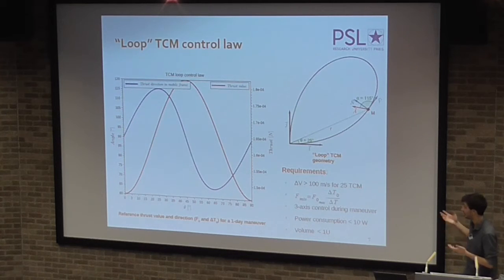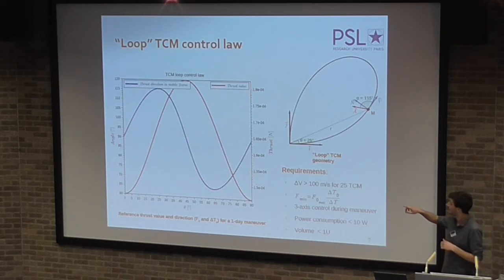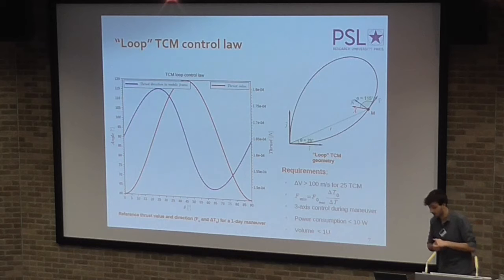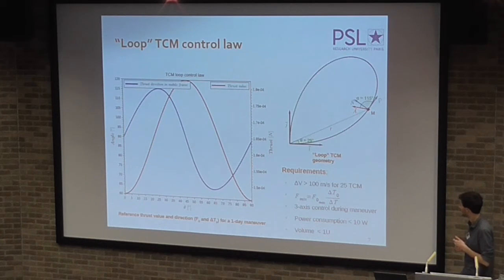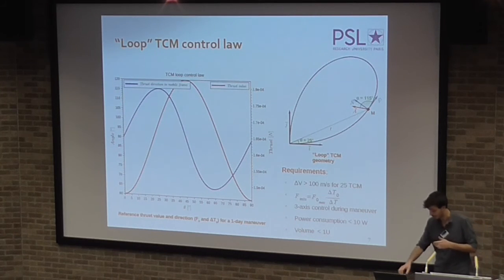So if, for instance, we need 1 day to do such a trajectory, it's easy to follow the good direction, because we are just in the range of 65 to 115 degrees. And in terms of thrust value, we also need to modulate it during the TCM, but only about 25%, which is very easy. During the maneuver, we see that we definitely need 3-axis control. This is something that, as I said, we can do quite easily because it's not too fast.